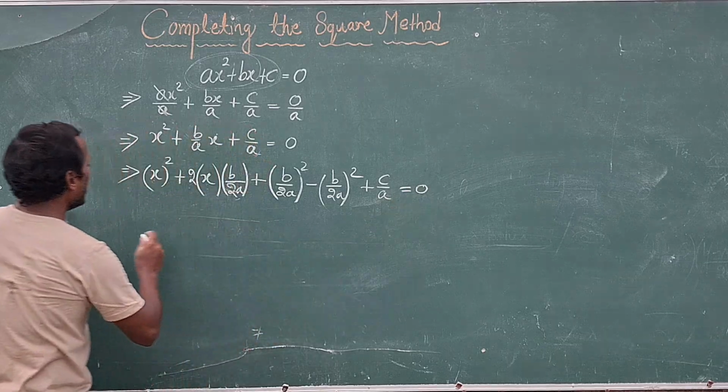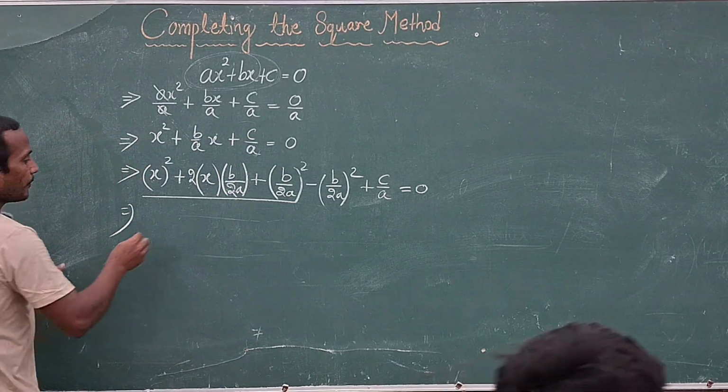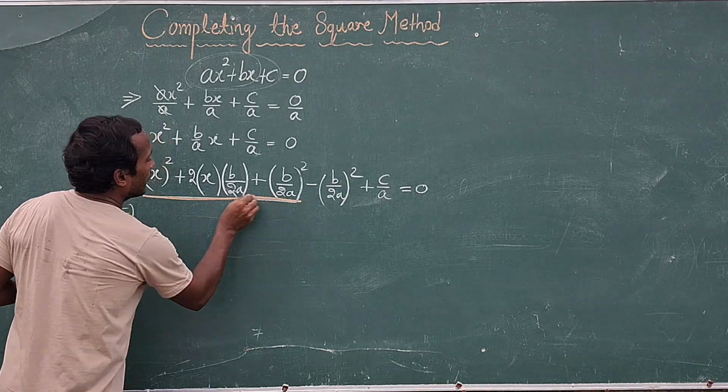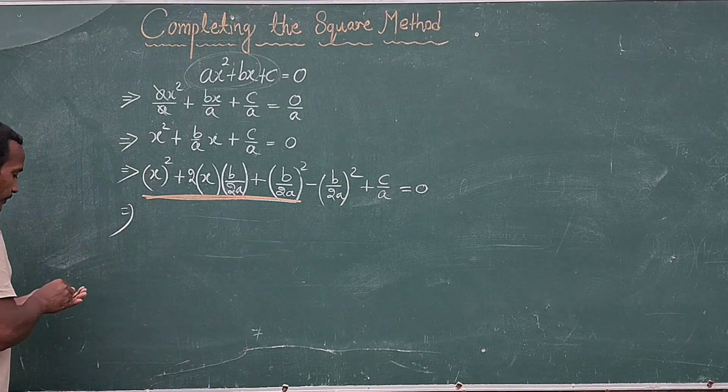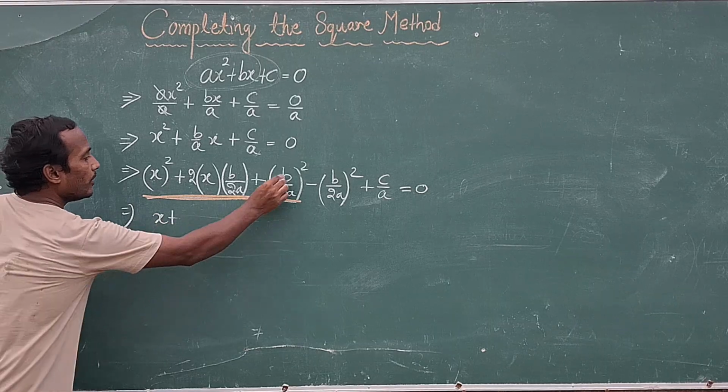equals 0. Now observe these three terms. These three terms give you a plus b whole square. Who is a? x. Who is b? b by 2a.